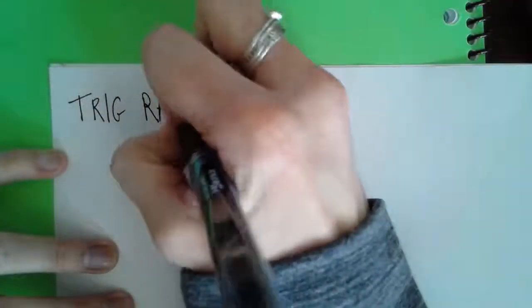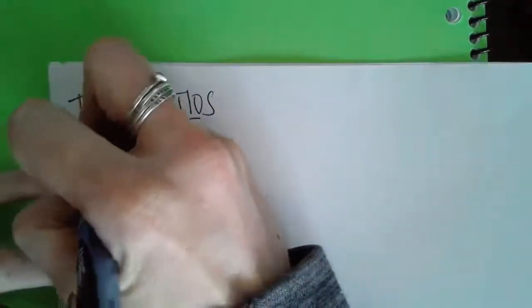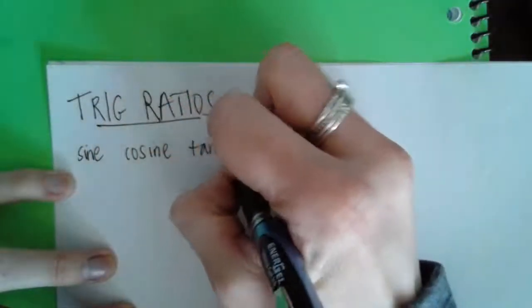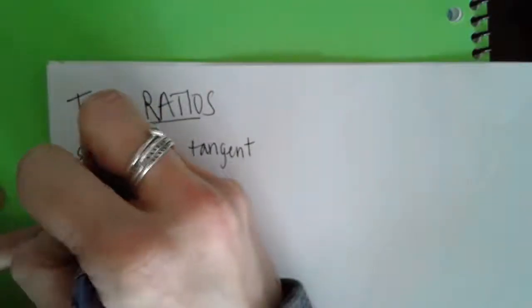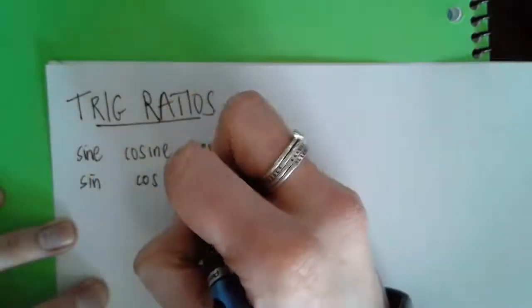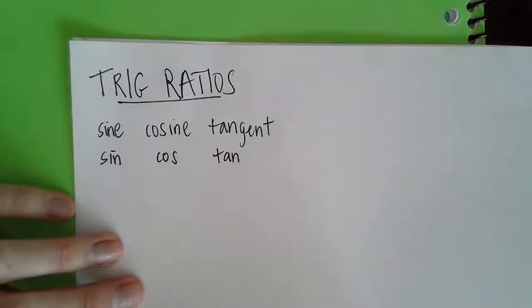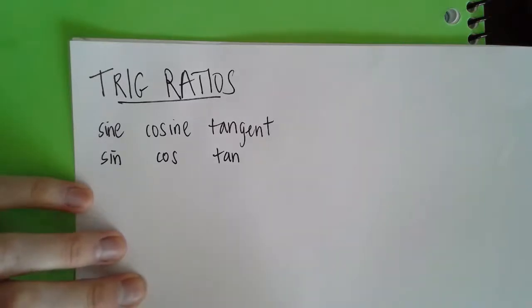The joke is because we are going to be talking about trig ratios. So remember, trig ratios are sine, cosine, and tangent. See? Get it? Okay, so sine, cosine, and tangent are abbreviated sin, cos, and tan because three letters on the calculator is pretty much all you can get.